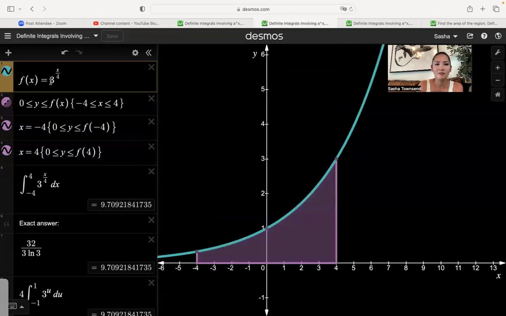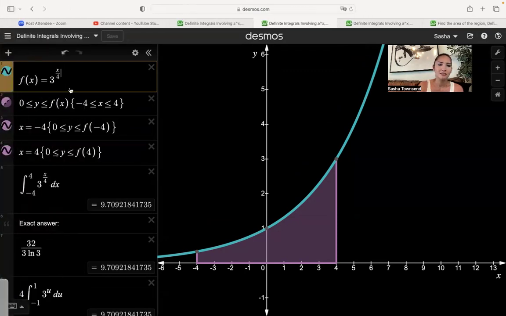Our function is f of x equals 3 to the x divided by 4. It looks a lot like 3 to the x, but since the x is divided by 4, we've just stretched the graph 4 units to the right, or 4 units in a horizontal direction. Everything is multiplied by a factor of 4 in the horizontal direction.